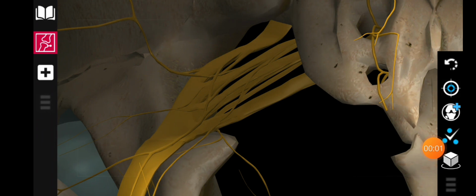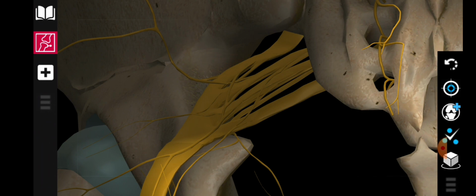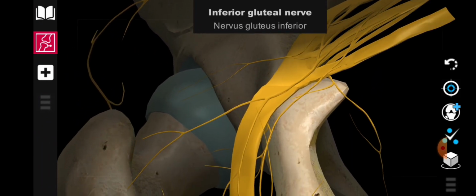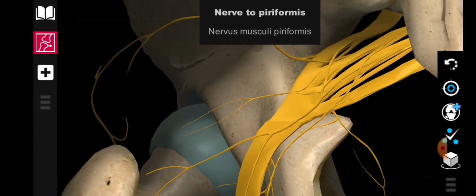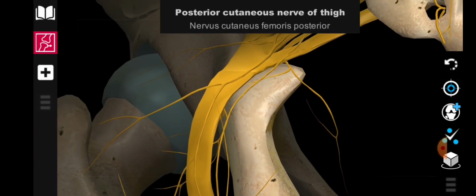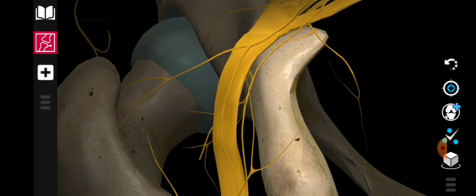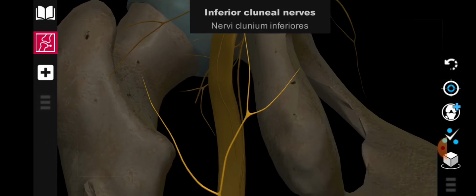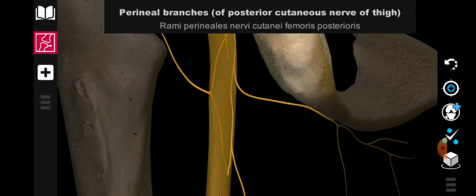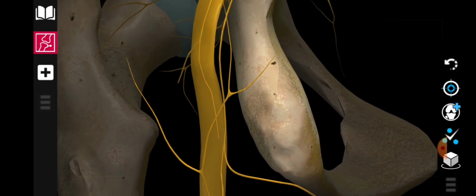Now let's see the branches from the posterior aspect of the sacral plexus. The superior gluteal nerve, the inferior gluteal nerve, this is the nerve to piriformis, and this is the nerve to obturator internus. Now this is the posterior cutaneous nerve of thigh. This is the inferior clunial nerve. And now we can observe the perineal branches coming from the posterior cutaneous nerve of thigh, right?